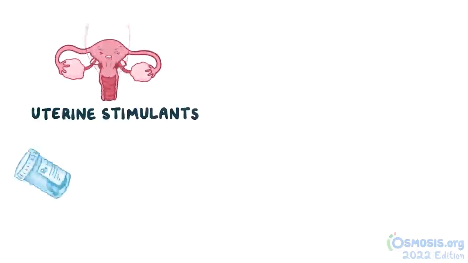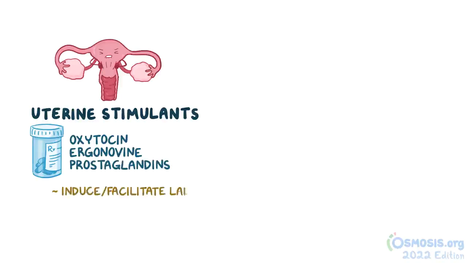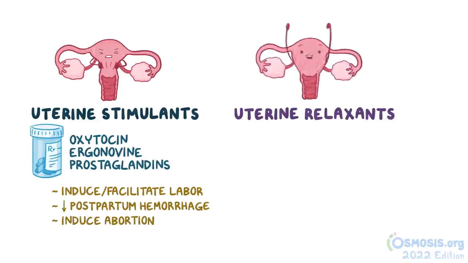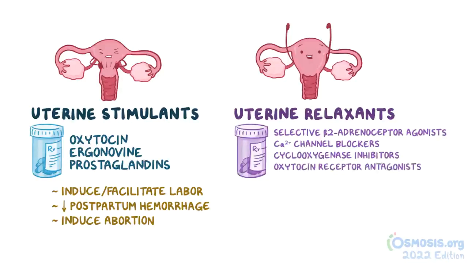Alright, as a quick recap, uterine stimulants or uterotonics include oxytocin, ergonovine, and prostaglandins, which are medications used to induce contractions of the uterus in order to induce or facilitate labor, to reduce postpartum hemorrhage, or to induce abortion. Uterine relaxants or tocolytics include selective beta-2 adrenoreceptor agonists, calcium channel blockers, cyclooxygenase inhibitors, and oxytocin receptor antagonists, which are medications used to inhibit uterine contractions in order to prevent premature labor.